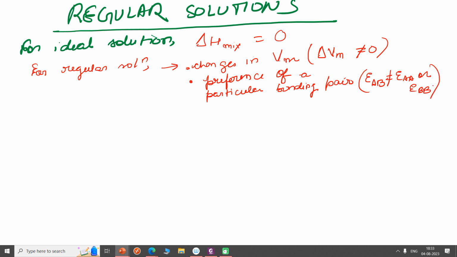Earlier we have seen for ideal cases, the bond energy of AB in a mixture of A and B is equal to the AA and BB bond energies, which was the reason behind the uniform distribution of A and B in the solid solution or mixture. But in actual cases, in the regular solution, this is not the case. So either the bond energy of AB should be higher or lower than the homo bonds, the AA or BB bonds, right?